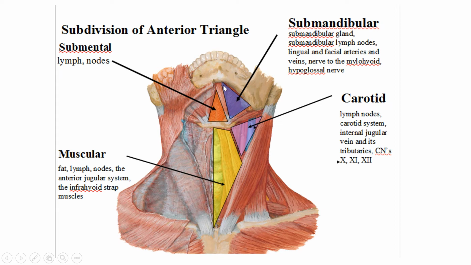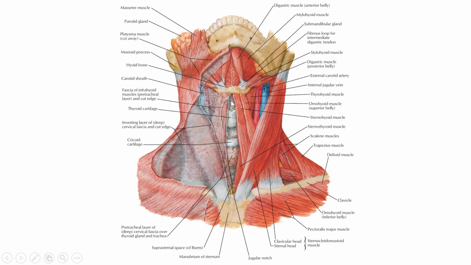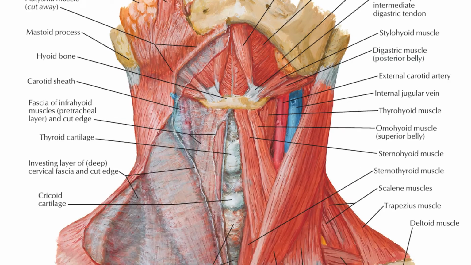The submandibular triangle is on the right side and left side as well. The carotid triangle is on the right side and left side as well, and the muscular triangle is on both sides, whereas the submental triangle is present only in the unpaired form and in the midline. So again, these were the submental, submandibular, then carotid and muscular triangles. And now I'm going into the detail of these triangles one by one.